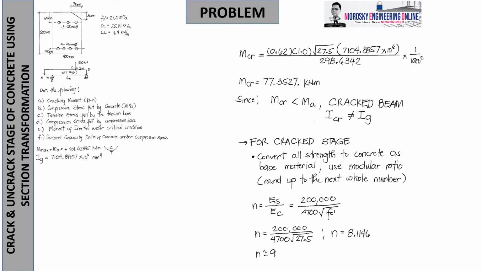Now, to get the cracking moment, just plug in all the values. This is our I sub g, computed earlier, and this is the y sub t, 298.6342. Why is there a 1,000 squared divisor?